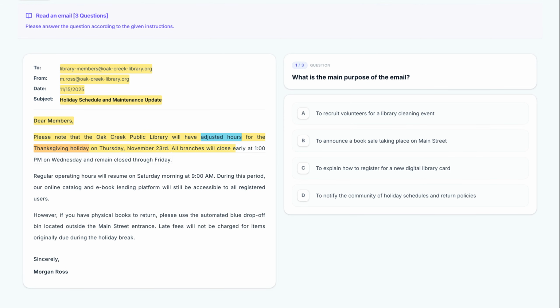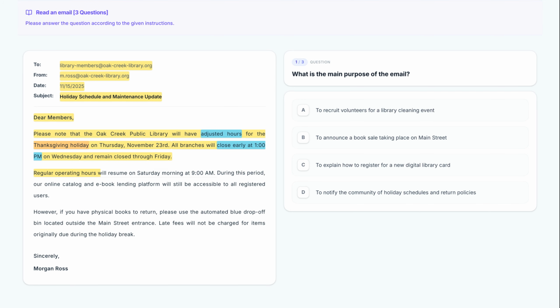All branches will close early at 1 p.m. on Wednesday and remain closed through Friday. Here, the text provides specific details, noting that branches close early at 1 p.m. Pay attention to these exact times, as they are often the subject of detail questions.